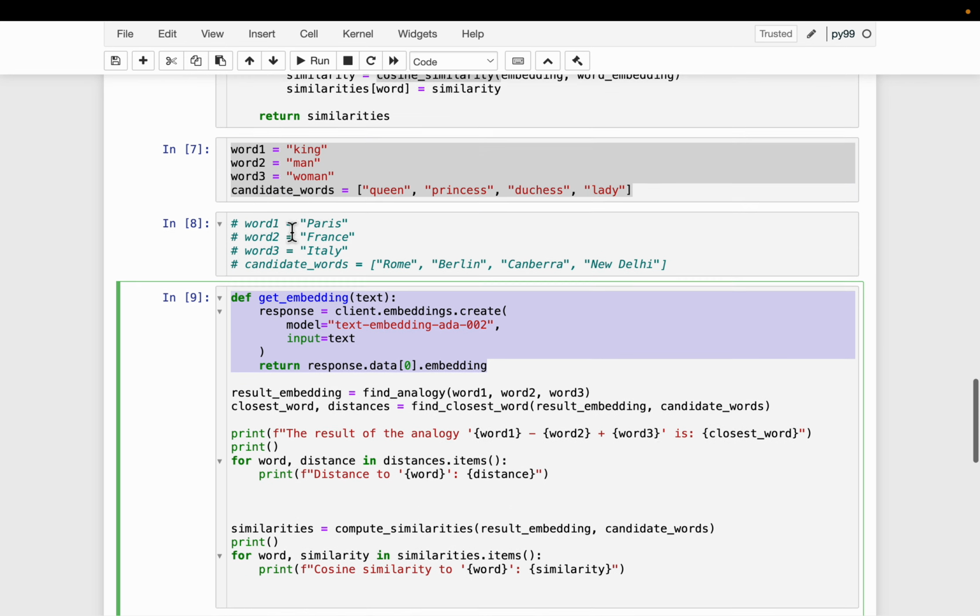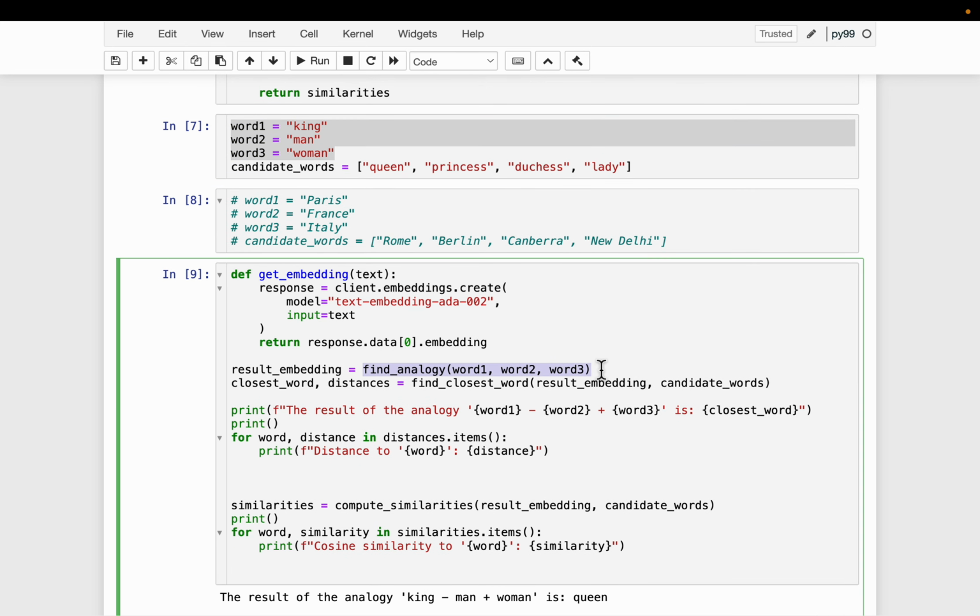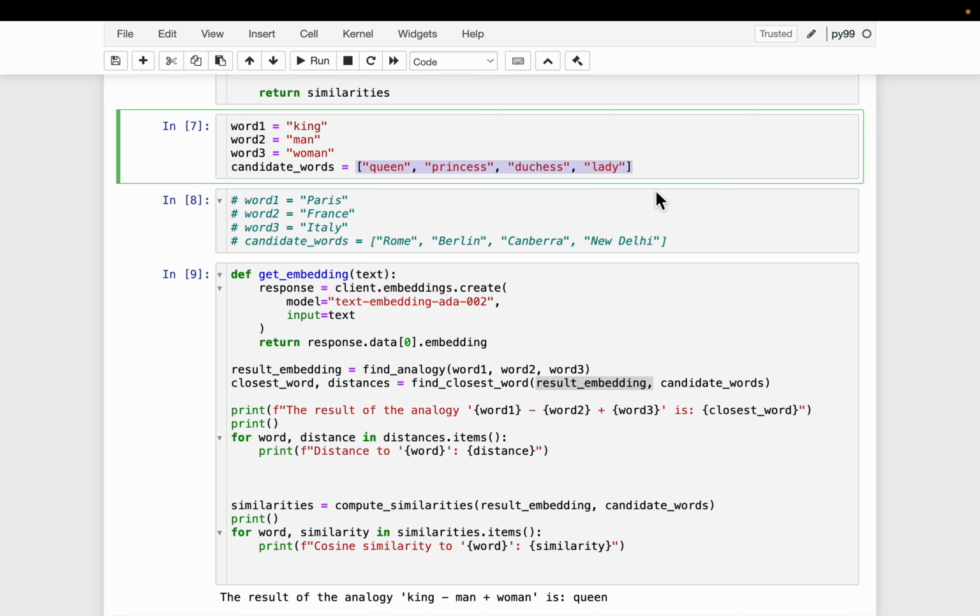All right. So first, we have these three words. We are finding the analogy, or the left hand side of the equation. We find the vector for king, man and woman, and then we do the vector operation king minus man plus woman, and the result is another vector, which is the embedding. Then we pass the resulting vector and the list of these words so that we can find out which one is closest, both in terms of the distance as well as the directionality.